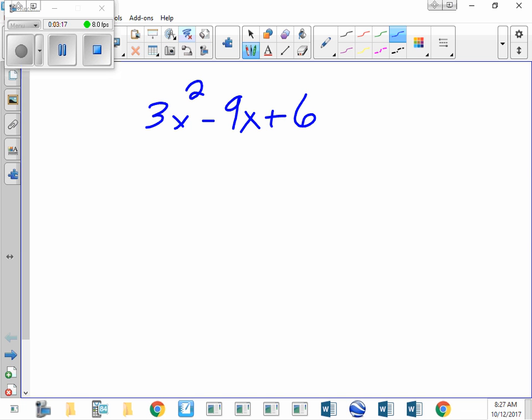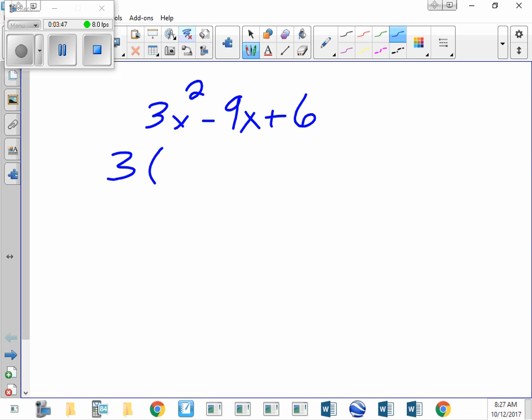What can you tell me about this one? I need to pull a 3 out. Is that 3 important? It depends. The 3 is a factor, but the 3 will not affect the roots. So if you're factoring the quadratic, then the 3 needs to stay. If you're finding the roots of the quadratic, then the 3 is not important.